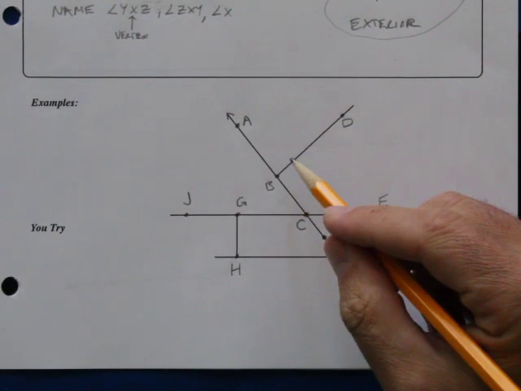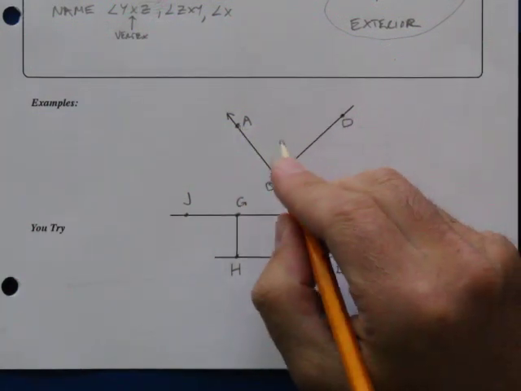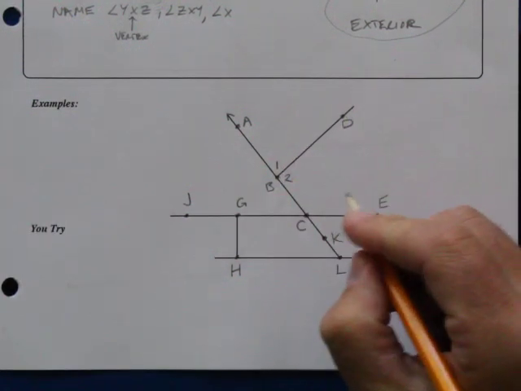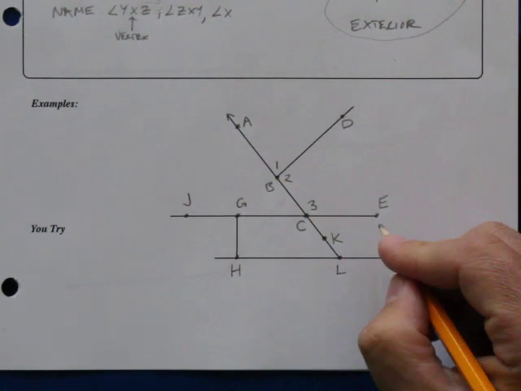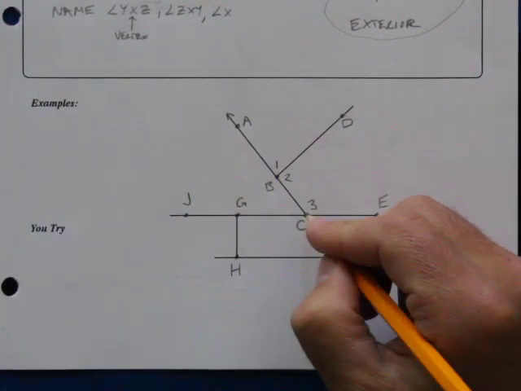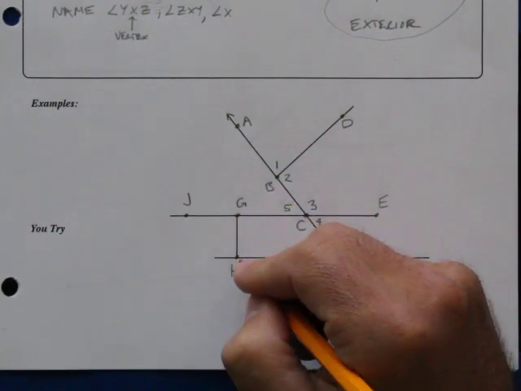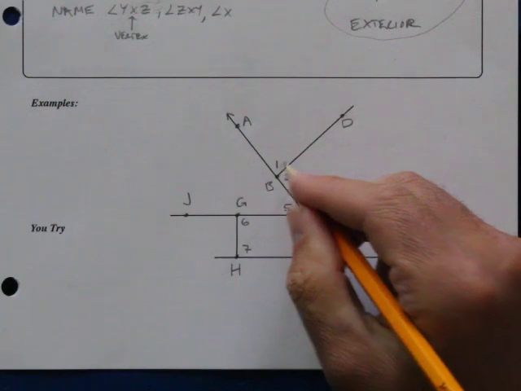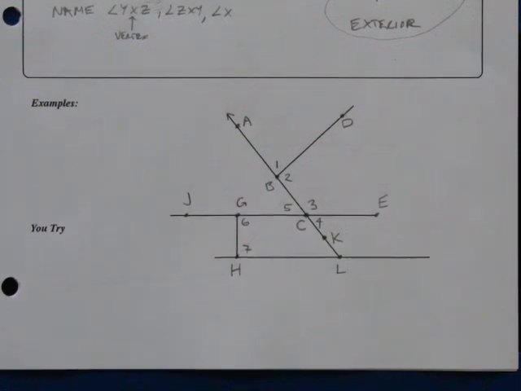Now we're going to label the angles. So here, ABD is going to be angle 1. DBC is going to be angle 2. BCE is angle 3. ECK is 4. BCG is 5. And CGH is 6. GHL is 7. 1, 2, 3, 4, 5, 6, 7. We got all of those labeled. All right, we're labeled. Whew.